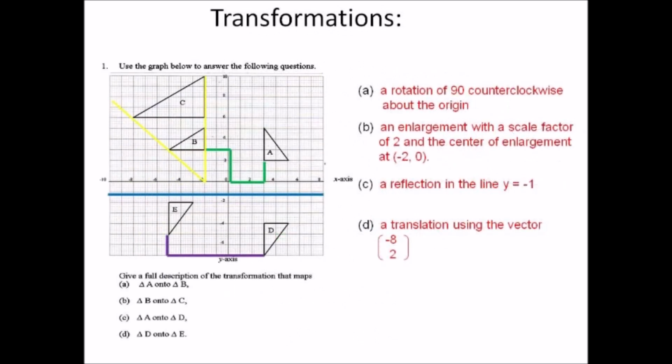Okay, let's move on. Transformations. The first one was a rotation of 90 degrees counterclockwise about the origin, and B was an enlargement with a scale factor of 2 and the center of enlargement at the point negative 2, 0. C was a reflection in the line y is equal to negative 1, and D was a translation using the vector negative 8, 2. And I did the drawings for you to show you what you were actually doing for the reflection and the rest.